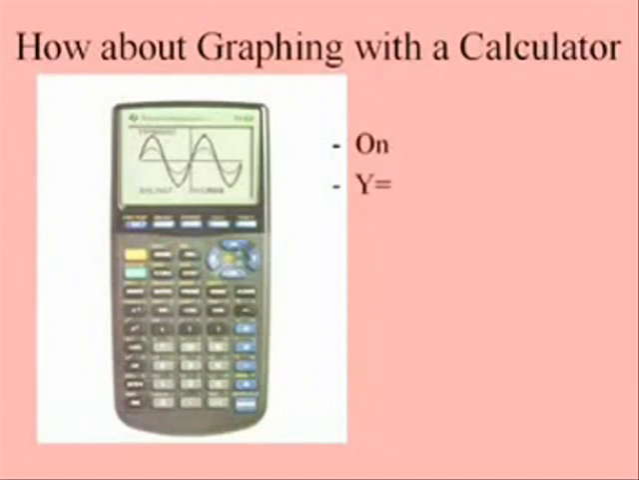Hit Y equals. Now clear out what you already had with the clear button. And this time put negative 2x squared plus 3. Okay, now that's the negative button. Negative 2x squared plus 3. And if you hit graph, I hope you're not surprised that the graph opens down, doesn't it? Okay, go ahead and clear out.